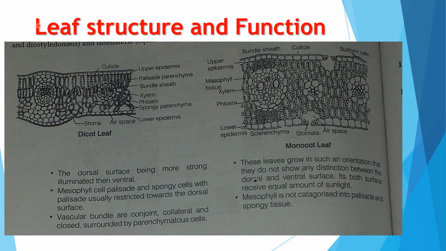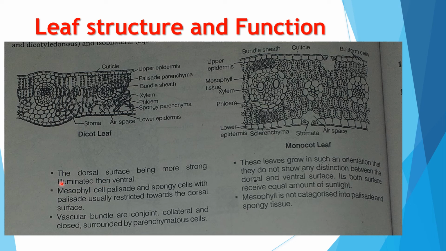Now we are going to discuss the leaf. There are two types of leaf shown in different plants: dicot leaf and monocot leaf. You can see the diagram of both. This is a diagram of the dicot leaf. You can see there is an upper epidermis and a lower epidermis. There is also a bundle sheath, and xylem and phloem are present in the center. Spongy parenchyma is also present, and air sacs and stomata are present in dicot leaves.